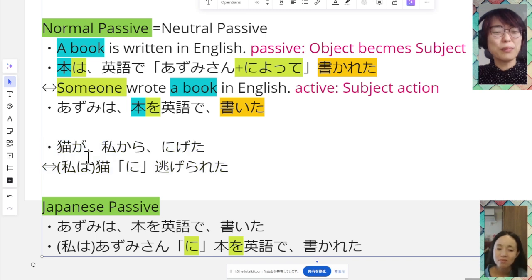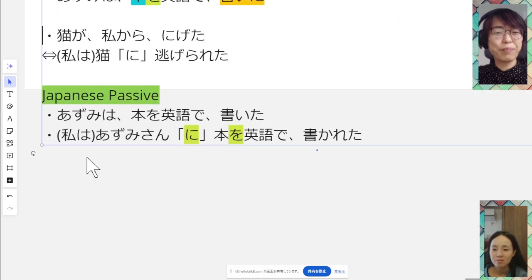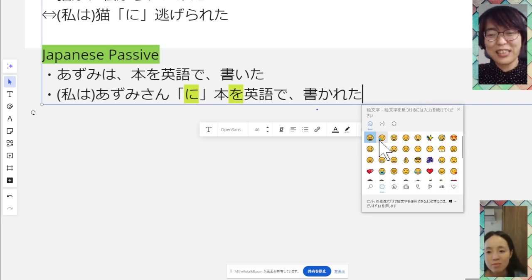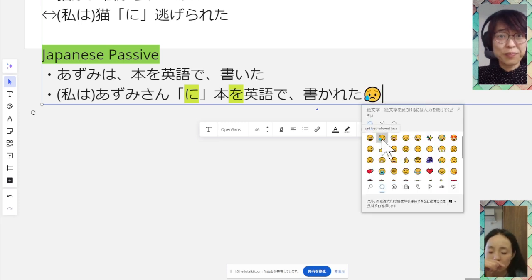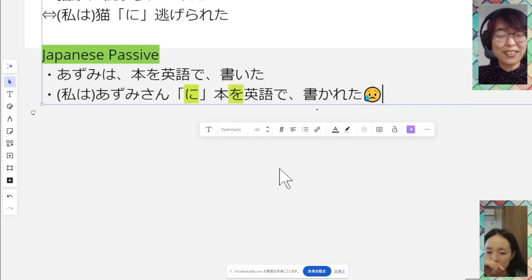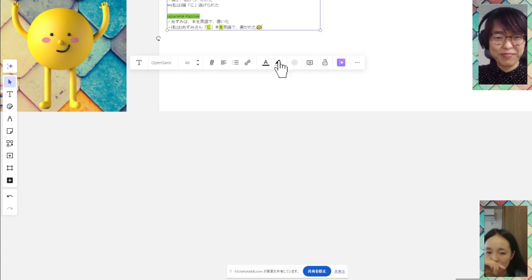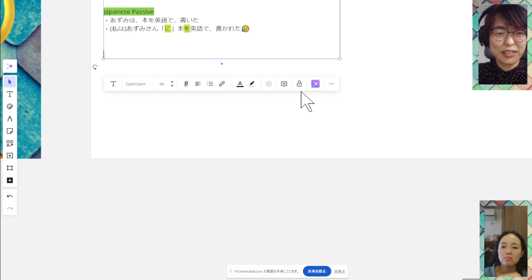This is what I'm often talking about in the class. Japanese passive is like the feeling. You didn't like this feeling. Somebody did the action and you didn't like it, then you can use passive. Okay, let's see. Then let's think about a normal action.